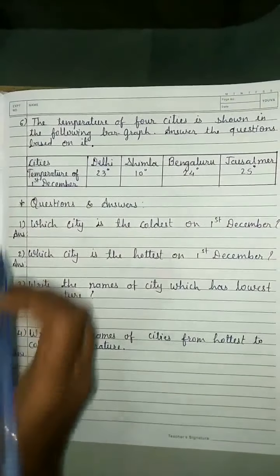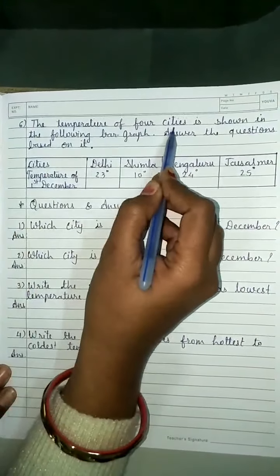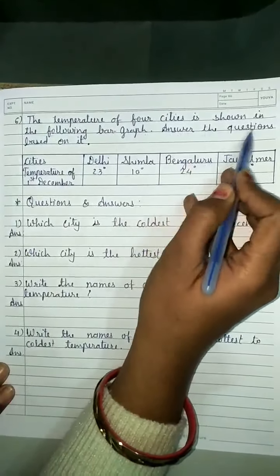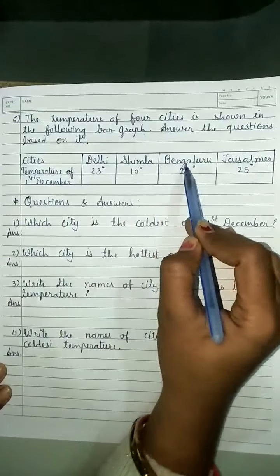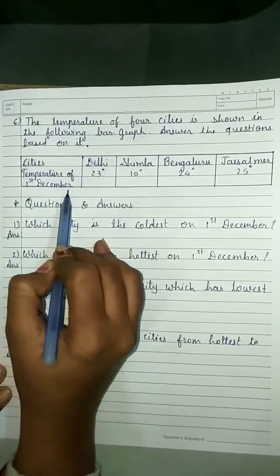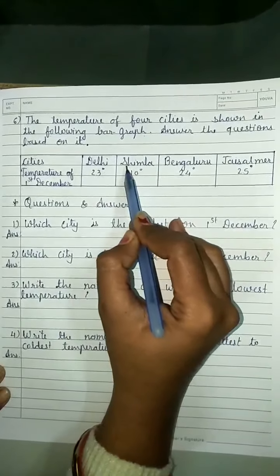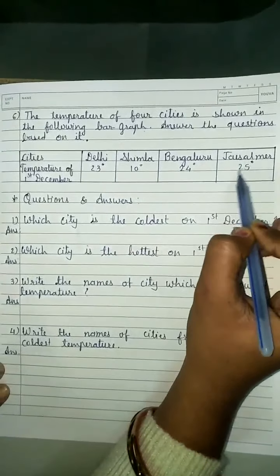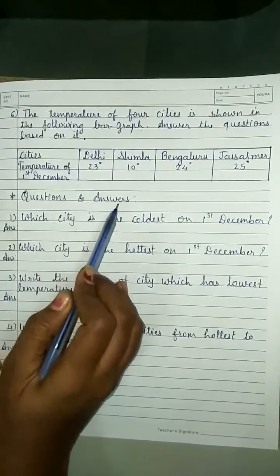Now let's step forward to the 6th question. Here also the temperature of 4 cities is shown in the following bar graph, and what we have to do, we have to answer the questions based on it. So here same cities are there, Delhi, Shimla, Bangalore and Jaisalmer, but here temperature of 1st December is given. So here temperature of Delhi is 23 degree centigrade, Shimla 10 degree centigrade, Bangalore 24 degree centigrade, and Jaisalmer 25 degree centigrade.